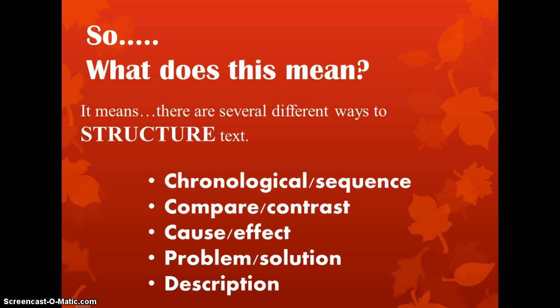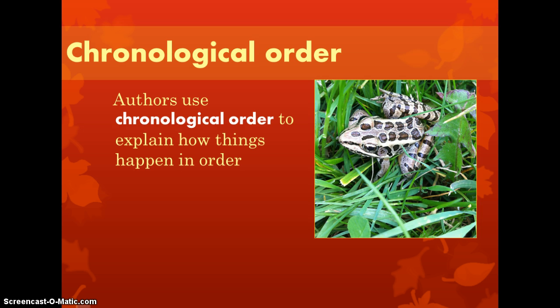What we're going to cover today are two of the structures. We're going to start with chronological sequence, or what we hear most commonly as chronological order. Authors use chronological order to explain how things happen in order.